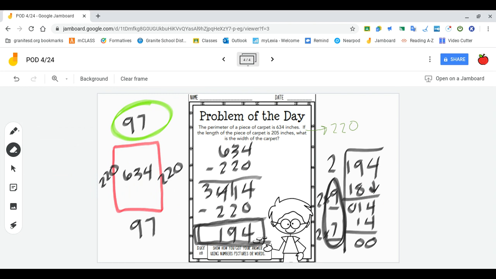You have some different numbers to work with. You have 205 inches, but your total is still 634.